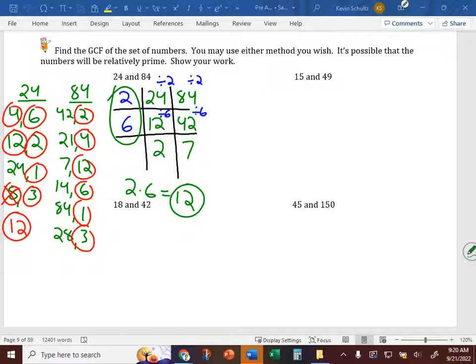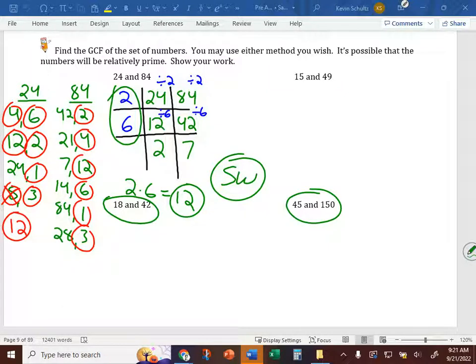So here's what I want you to do for tomorrow. Pick one of these methods, pick a favorite, and just do 18 and 42 and 45 and 150. Just those 2 for tomorrow. Folks, I'm giving you major opportunity for the number game here. 2 homework questions. Okay? All I'm asking for tomorrow are these 2 questions. But please don't forget to show your work. If you do not have work shown, you will not get credit.